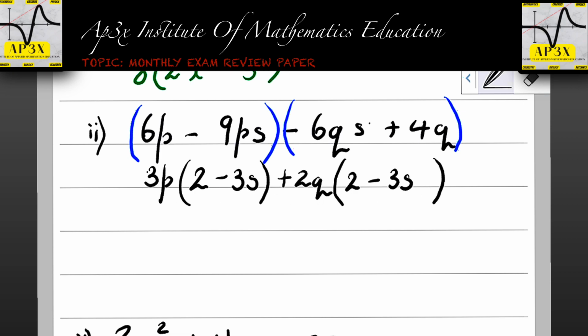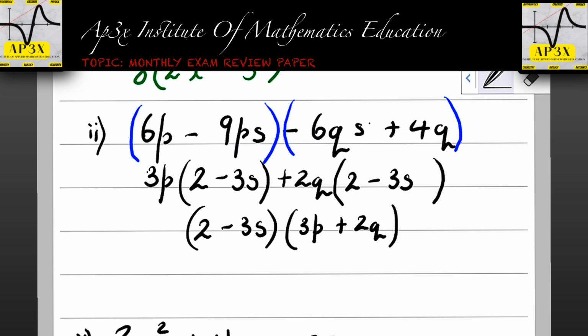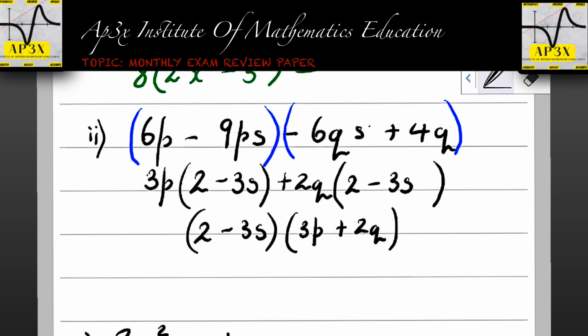Now we end up with the two same things in the bracket. What we're looking at then is in fact 2 minus 3s as the common factor. And because they are repeating themselves, they are now the common factor. Therefore, what is left then is 3p plus 2q. And that is your final result.